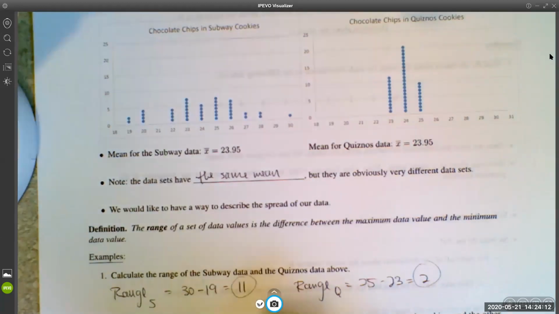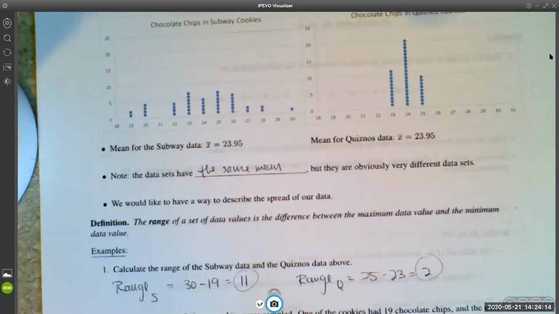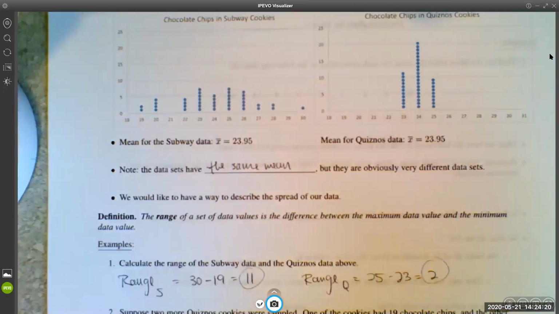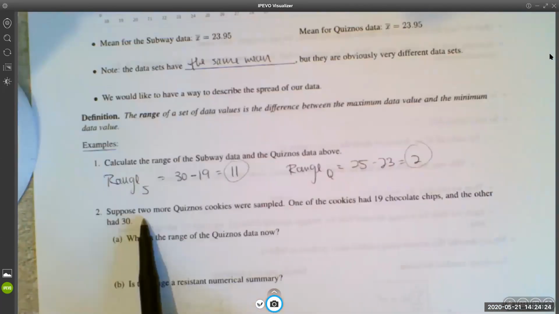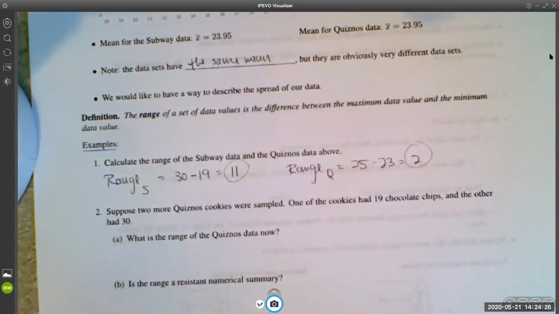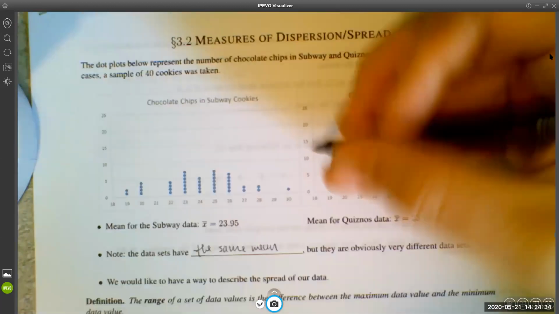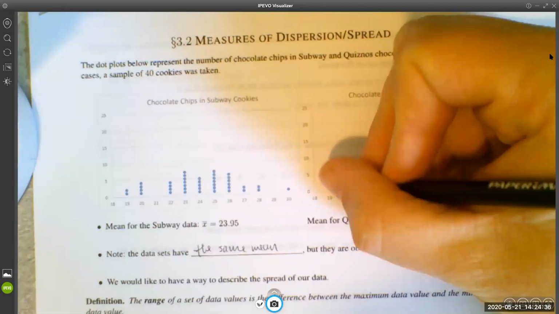And for this particular situation, that captures what it is that we're looking for. But imagine that the following were to occur. Imagine that 2 more Quiznos cookies are sampled, and that one of the cookies just so happened to have 19 chocolate chips and the other just so happened to have 30. So going up to the dot plot, we'd have this situation now with an additional cookie there and there.